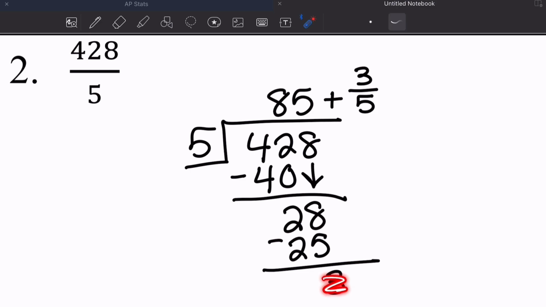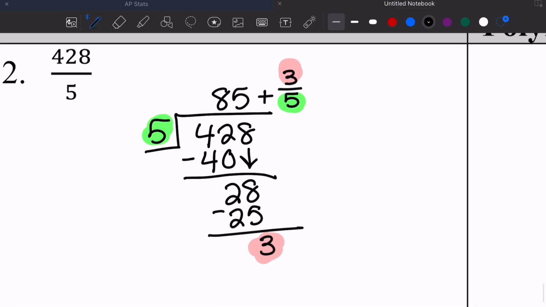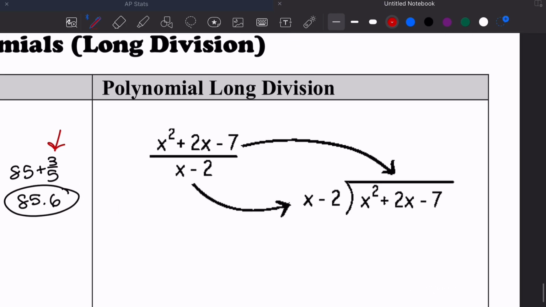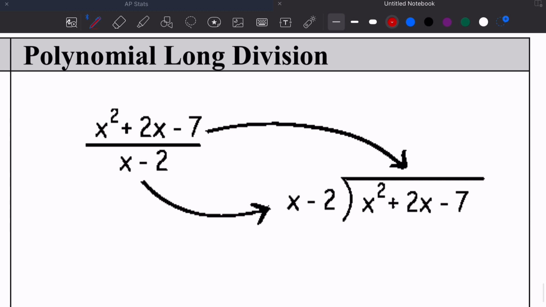Okay, again, this 3 went up here and this 5 came from over here. Okay, so this is the same as saying 85 plus 3/5, or in other words, 85.6. The reason I'm showing it this way is because when we're going to look at polynomials, when we have a remainder, we're going to have variables in that, meaning we couldn't just type that into the calculator to get our decimal answer. So let's look at how we set up polynomials with long division.